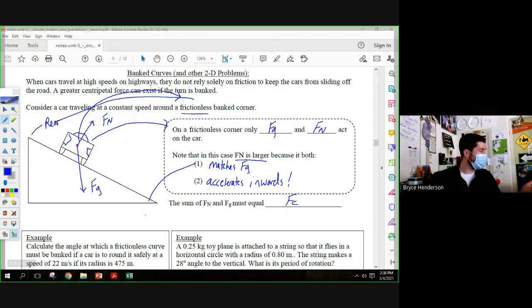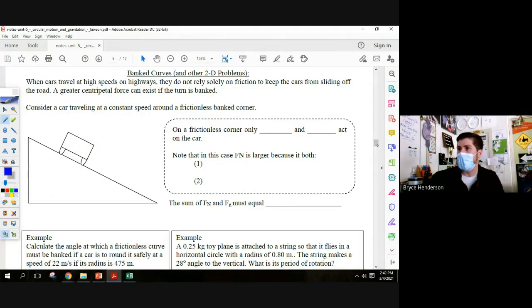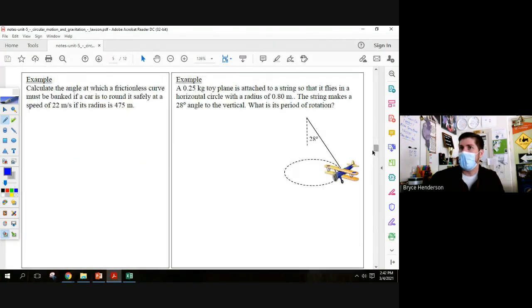We would certainly, in order to keep us up on the track, but that's kind of beyond what we can do. Let's look at an example, and I think it'll help y'all see what we're doing with this. This is our last thing here. We can do the frictionless curve one, or we can do the toy plane. Which one do y'all prefer?